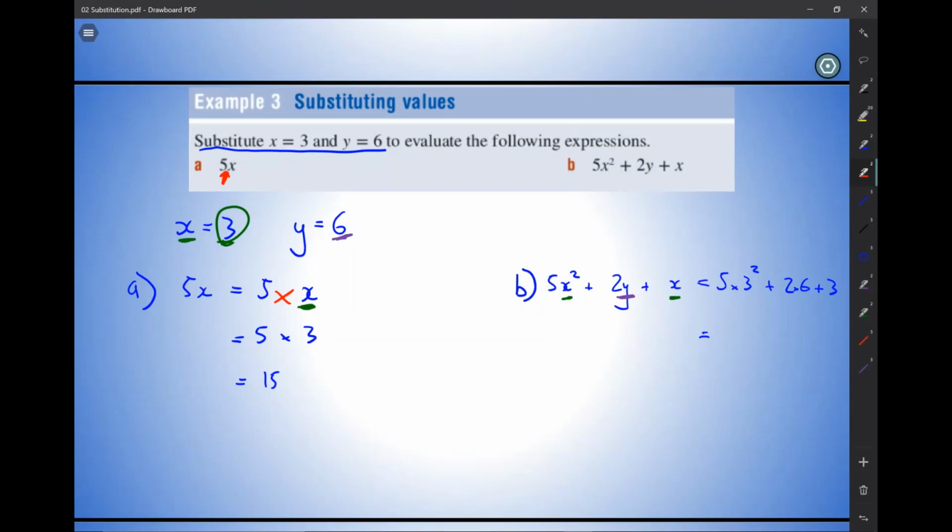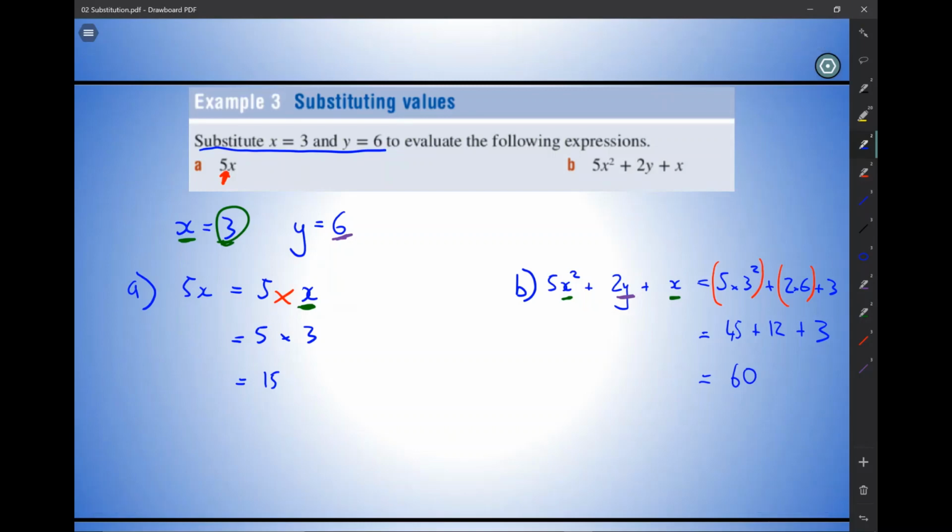Now what we can do here is just put this line straight into our calculator, exactly as we've written it down here. Or, if you want to do them in your head, you can do that as well. Let's break it down to make it a little bit easier. And let's do what's in the brackets here first. 5 times 3 squared is 5 times 9, which is 45. Plus 2 times 6, which is 12, plus 3. And now we put all this together, and we get 60.